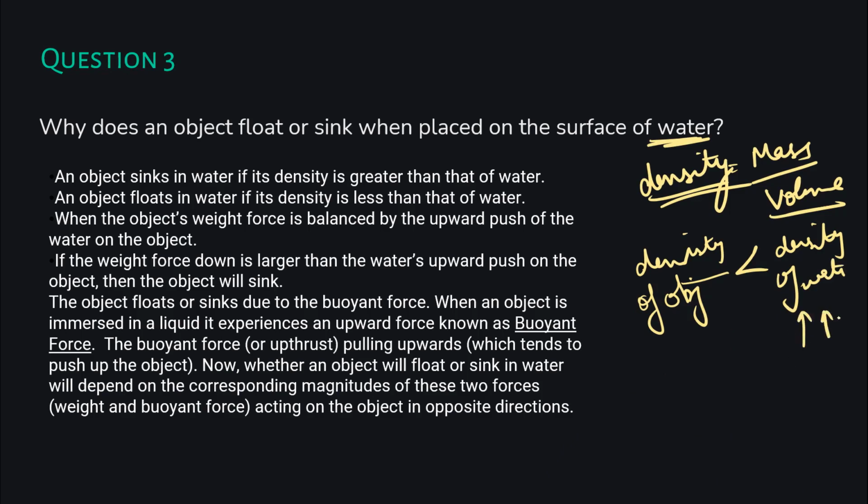Then more upthrust will act on it. What does that mean? It will float. If the density of the object is greater than the density of water, then what will happen? If the density of the object is greater, then your upthrust is lesser, right? What does that mean? That your object will sink. Correct.